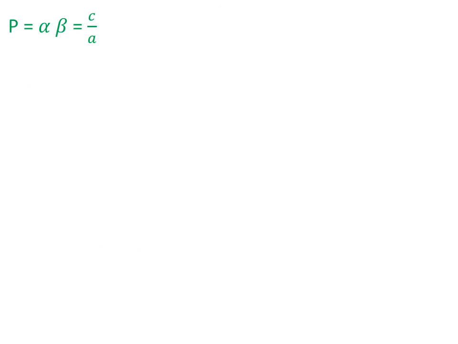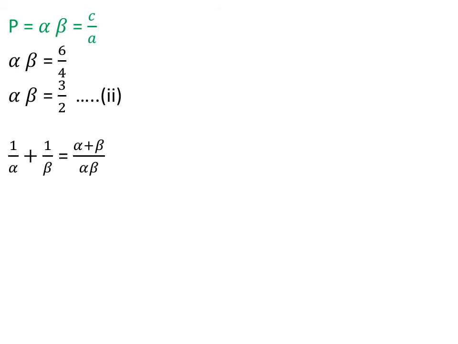Now we have to find the product, and we know that product is always equal to c over a. The value of c is 6 and the value of a is 4. So we can write alpha beta equal to 6 by 4, which can be reduced as alpha beta equal to 3 by 2. This is our second equation.